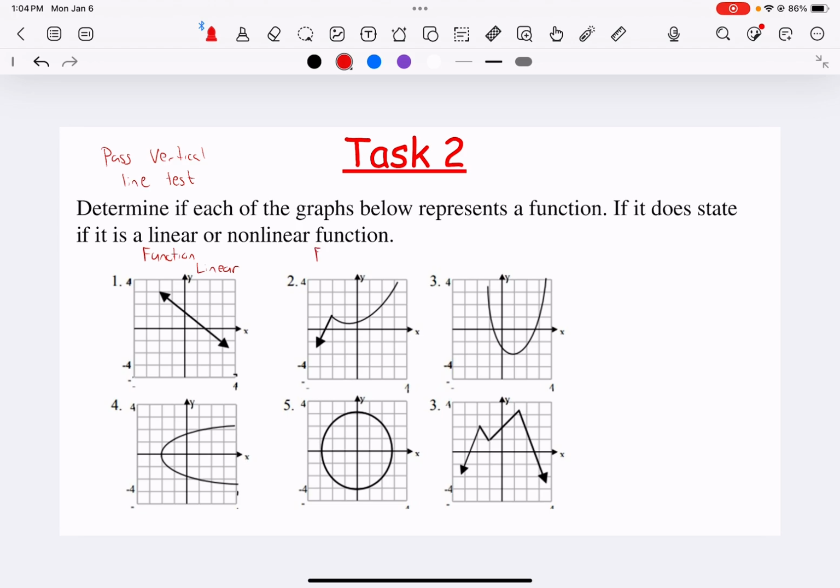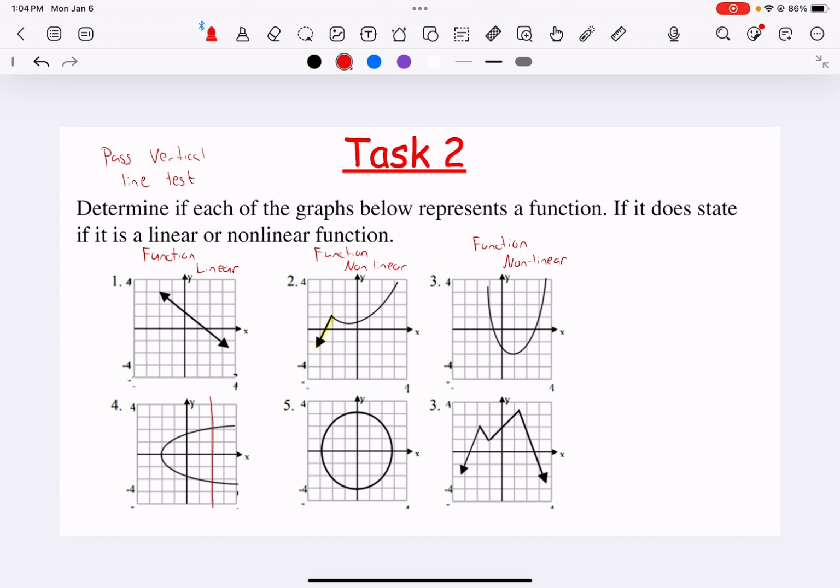Graph 2 passes the vertical line test, so it is still a function. And even though one part is a straight line, the other part is curved, so this would be a non-linear function. The third one also passes the vertical line test, so it is a function. And since it's curved, this would also be non-linear because it does not have a constant rate of change.